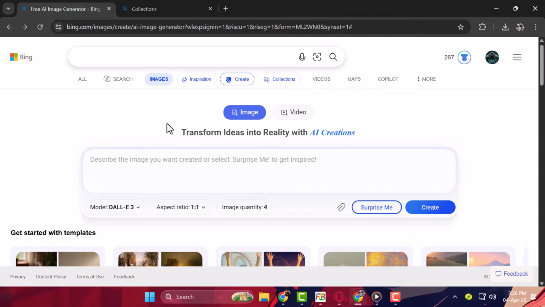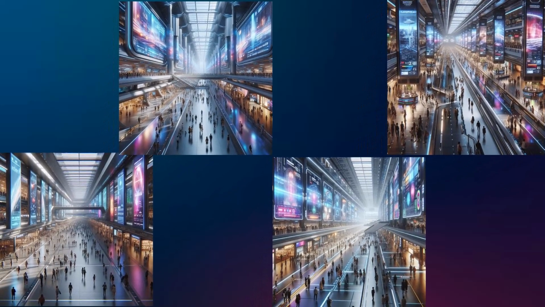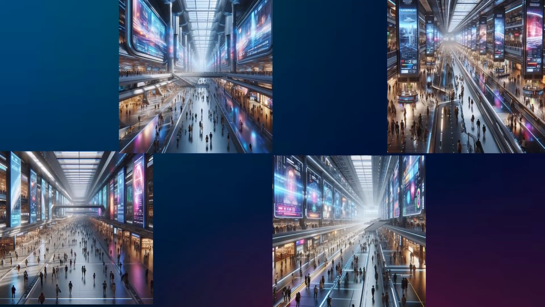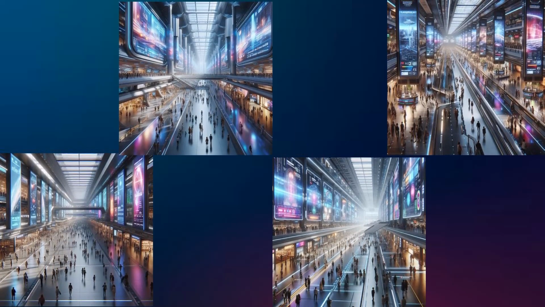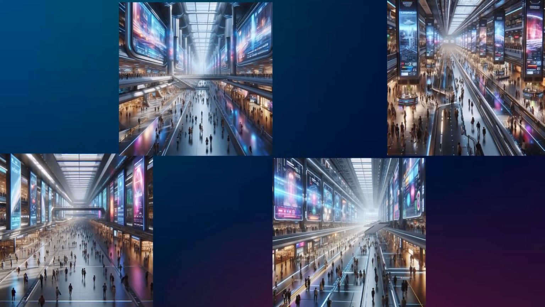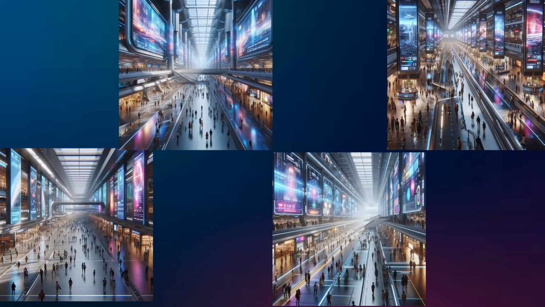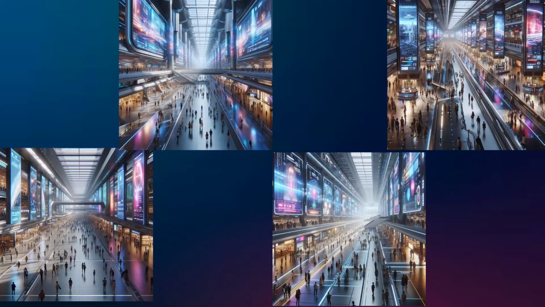This time I tried: large space colony interior, hundreds of people walking, digital billboards with readable text, realistic lighting, science fiction photography. This is where I started seeing some limitations. While the environment still looked impressive, some text on the digital screens was unreadable, or randomly generated. Another thing I noticed, when you add many people, sometimes the AI struggles to make them look natural, or places them in slightly strange positions. But to be fair, most free AI tools struggle with this kind of complexity.